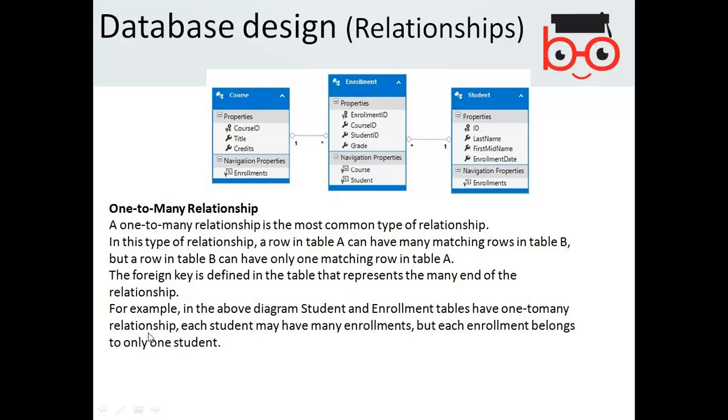For example, in the diagram above, the student and enrollment tables have a one to many relationship. Each student may have many enrollments, but each enrollment belongs to only one student. You can have a look. One student can be enrolled in many courses. It means a student can have many enrollments, but each enrollment can have only one student assigned. It cannot be the case that one enrollment is related to two students.